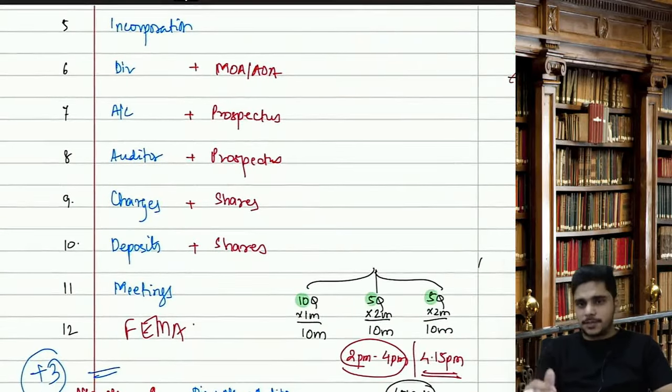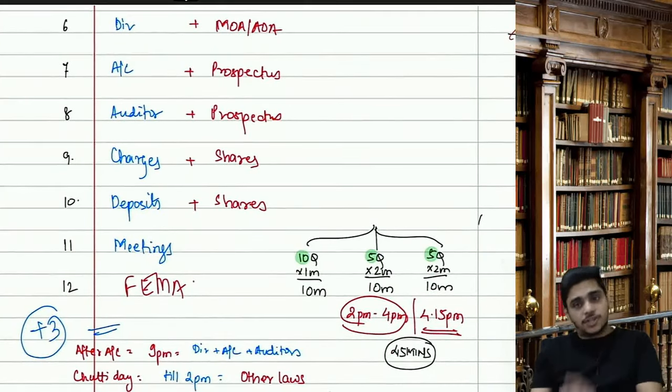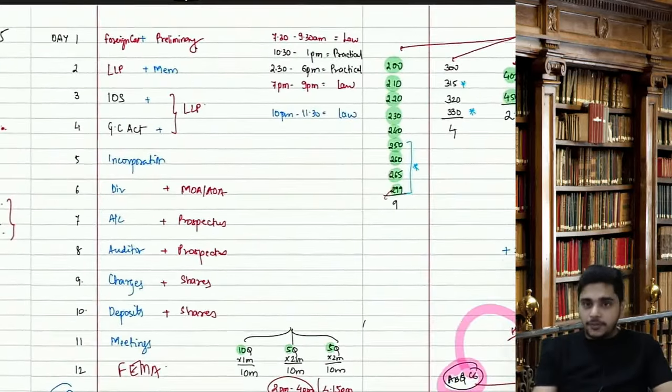Then you do auditor plus prospectus, if anything remains from prospectus. Then you do charges plus shares. You do deposits plus shares. 11th chapter you do meetings. 12th you do FEMA. Okay. So this is the pattern you will follow when you're revising.